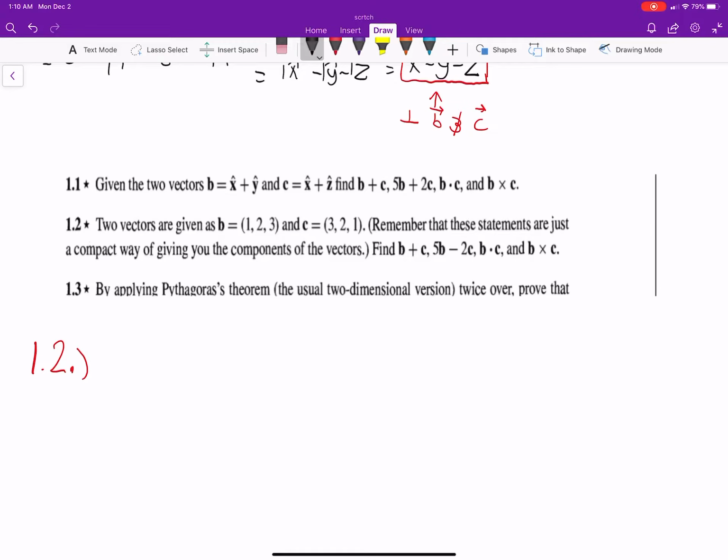All right, so we'll go ahead and get started on the second problem here. If you could do the first one, 1.1, you should be able to do the second one, 1.2. It might actually be worth giving this one a try and then looking back to see how you did.